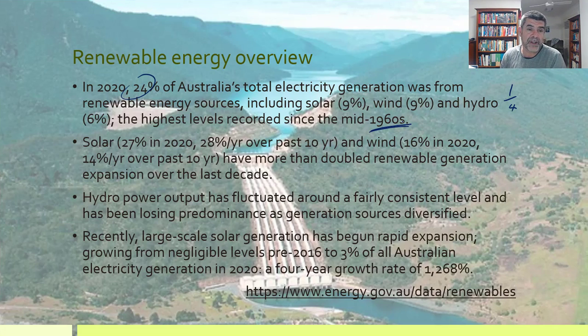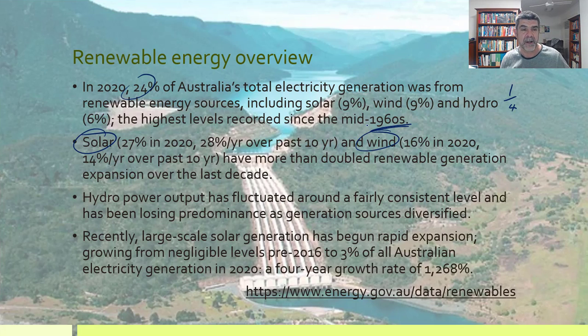Solar generation increased by about 27% in 2020 and by an average of about 28% per year over the last decade. Wind, likewise, not quite as big an increase, 16% in 2020 and about 14% on average year in, year out over the past decade. And these two sources in particular, solar and wind, have more than doubled renewable energy generation expansion over the last decade. These two sources have been significantly responsible.